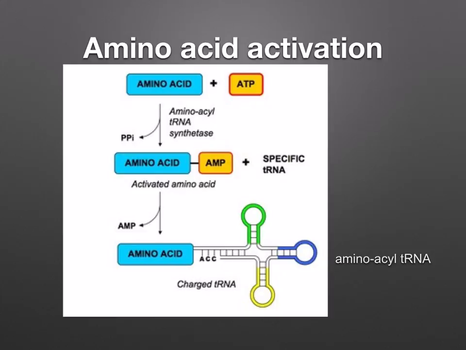So what do I mean by amino acid activation? Well, the amino acids in the cell must first be activated before they can be assembled into the polypeptide, and this occurs in two stages. Firstly, the amino acid forms an intermediate with ATP, which provides the energy for the next stage. The intermediate then combines with transfer RNA to form an amino acid complex called amino acyl tRNA. And this reaction is controlled by the enzyme amino acyl synthetase.